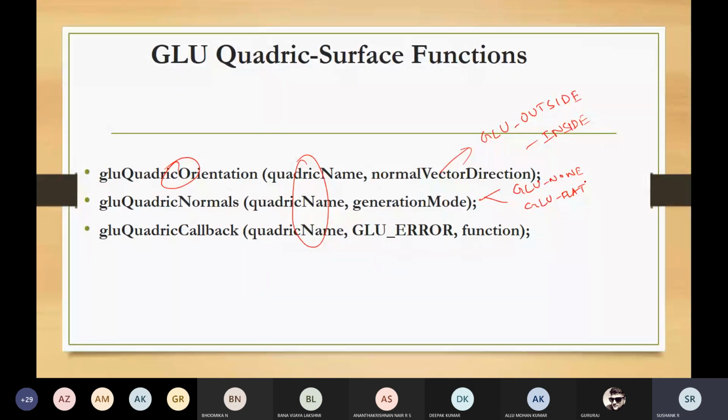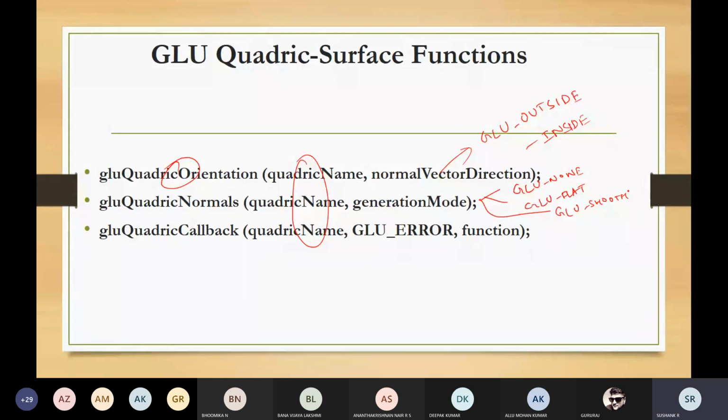And when lighting or shading is to be done, you can use the generation mode GLU_SMOOTH, which will generate the normal vector for each surface vertex position.